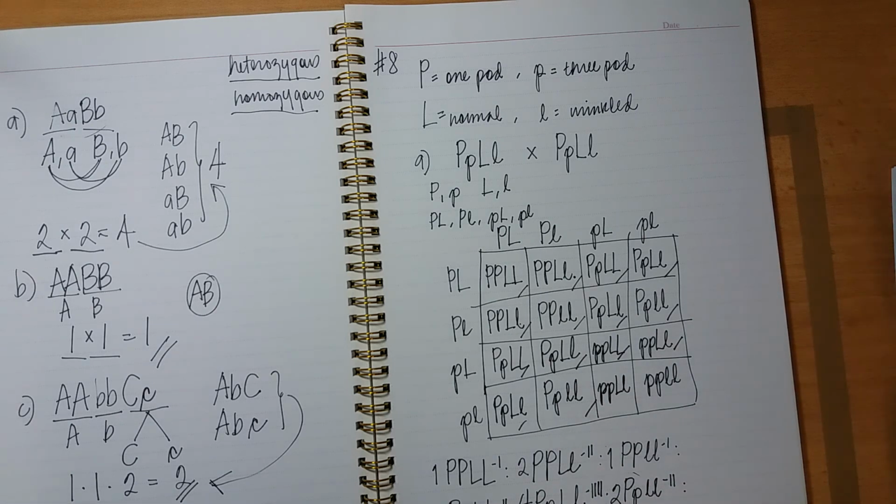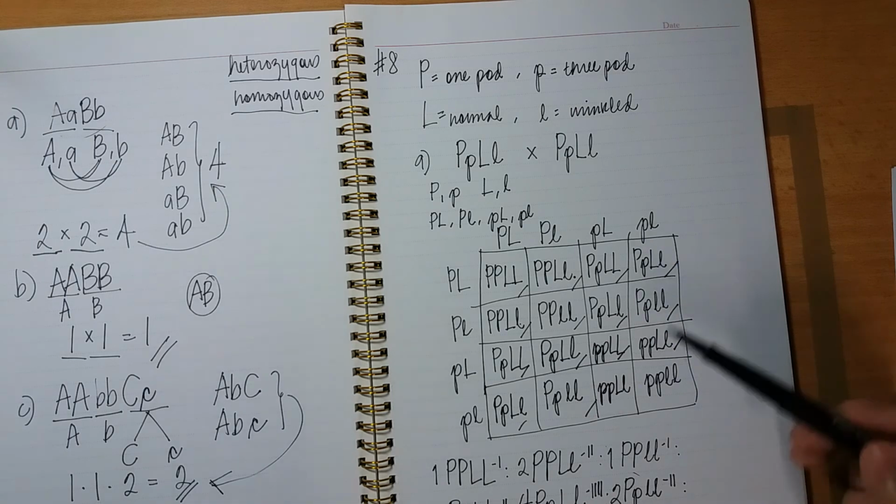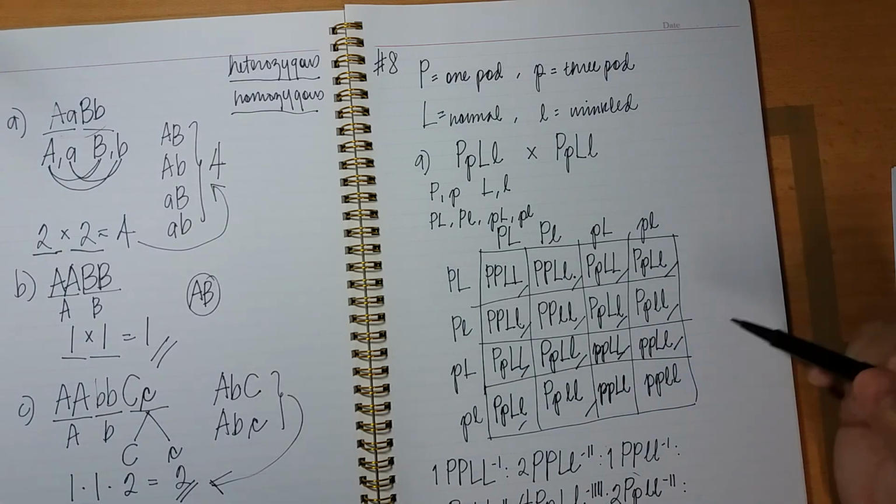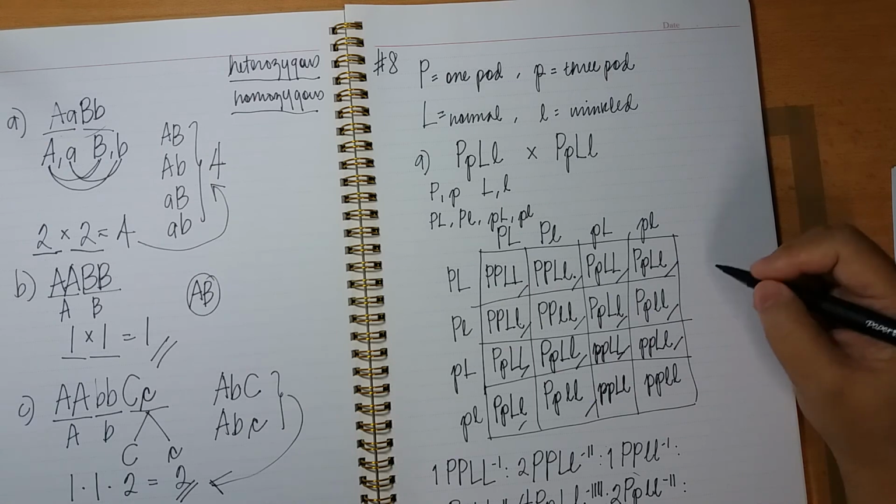Okay. Phenotypic ratios. So, sorry, na-skip ko. May 9 na genotypes. Tinanong ko pala ito sa class. How many genotypes are possible? Although there are 16 squares in your Punnett square for the dihybrid cross, there are only 9 genotypes.